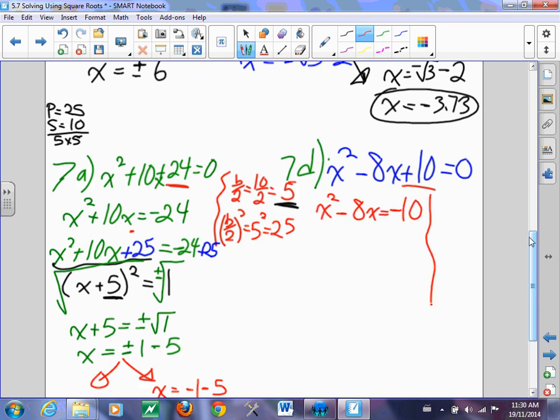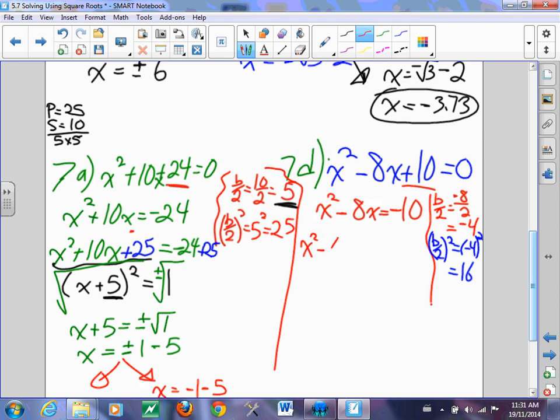Okay, now we have to do our b divided by 2 work, which is negative 8 divided by 2, which equals negative 4. You're going to take that value, and remember, you got to go b divided by 2, and you got to square it. So that's negative 4 squared, which equals positive 16. So that's the number you're going to add to both sides.